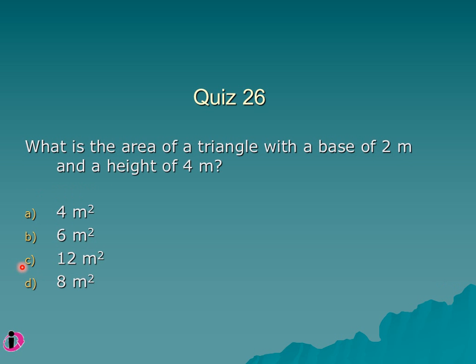Okay. What is the area of the triangle with a base of 2 and height of 4? Remember the formula: half times base times height. If you multiply all three, half times base times height, right? That's the formula. What is the base here? 2. Height is 4, so that becomes 4, right? Square meters. So the right answer is A.